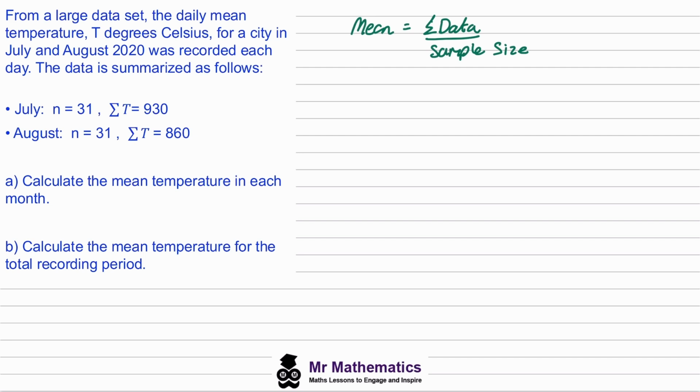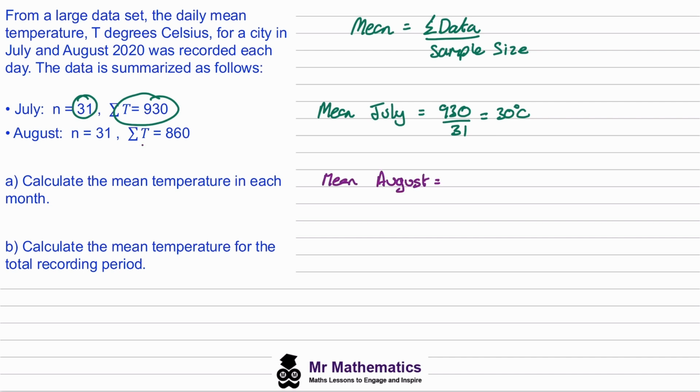And we can see from July that the sum is 930, and for August the sum is 860. So we can work out the mean average for July as the sum of the temperature, 930, divided by the sample size of 31. This gives us a mean of 30 degrees C. And then for the mean of August, it'll be the sum of the data, 860, divided by the number of days, which gives us approximately 27.74 degrees C. And I should say that this is per day. Okay, so that's part A.